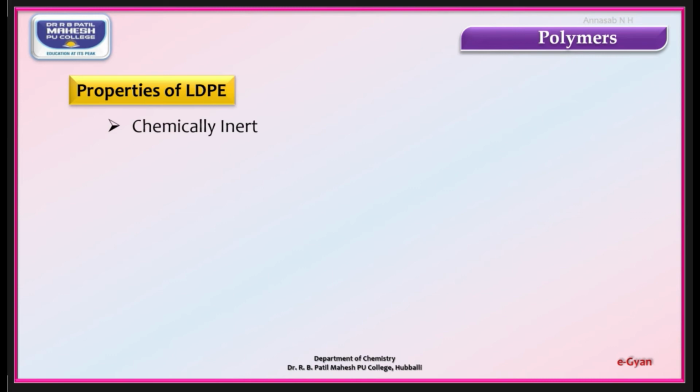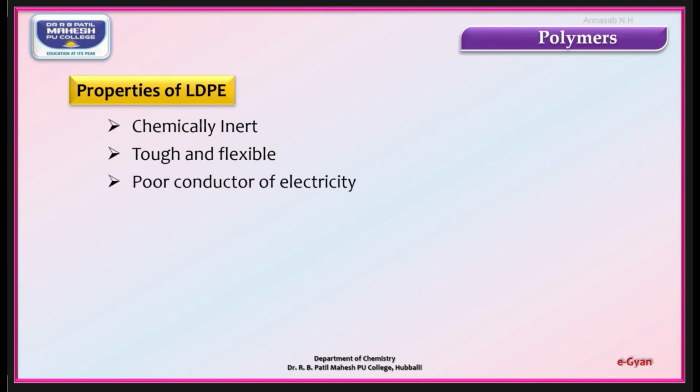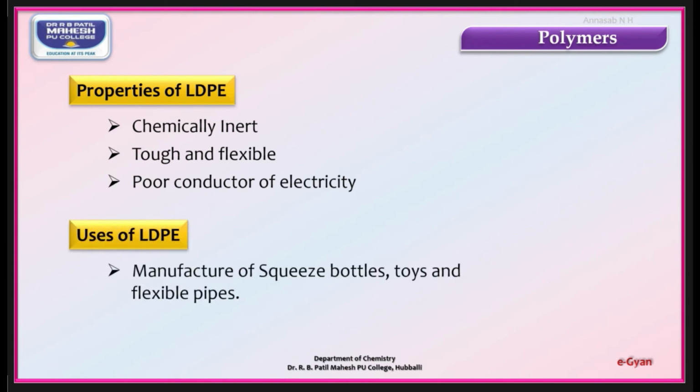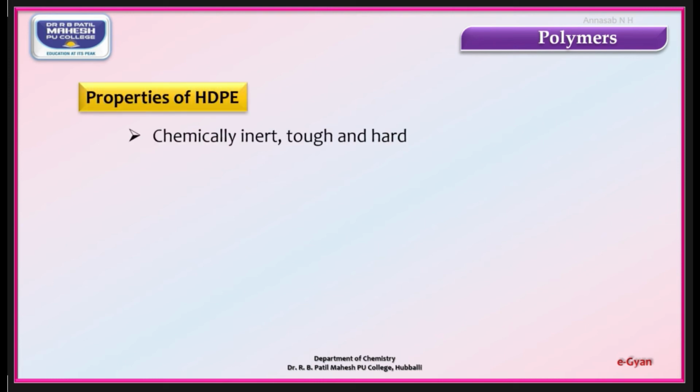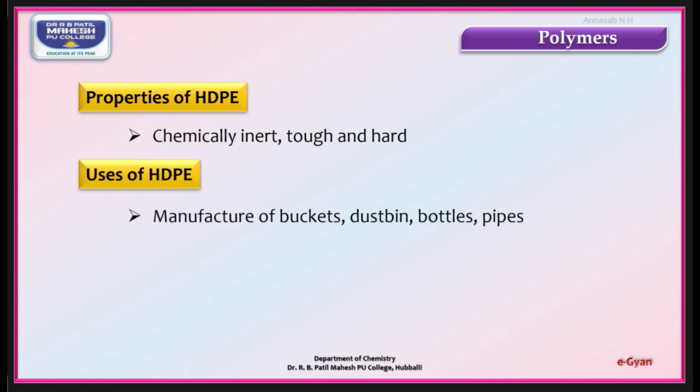Moving further, properties of low density polythene. They are chemically inert, means less reactive, tough and flexible, and poor conductors of electricity. Uses: manufacture of squeeze bottles, toys and flexible pipes. Coming to the properties of HDPE, they are also chemically inert, tough and hard. They are used in the manufacture of buckets, dustbins, bottles, pipes, etc.